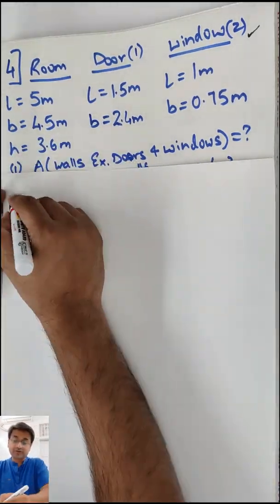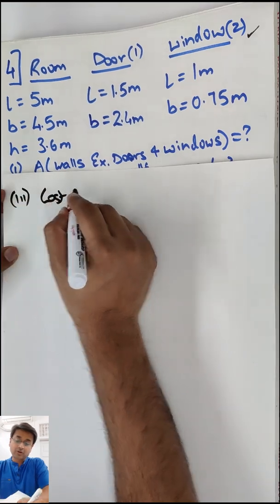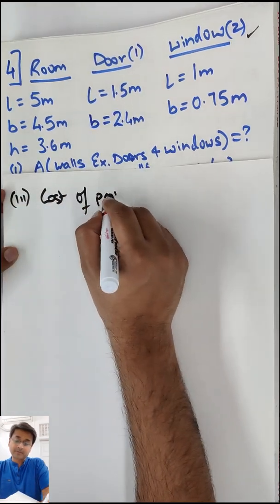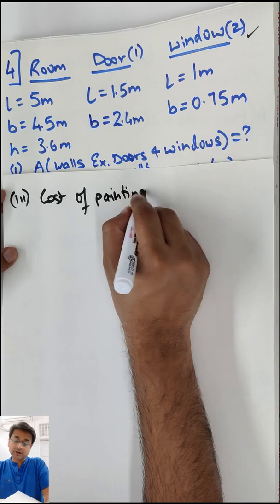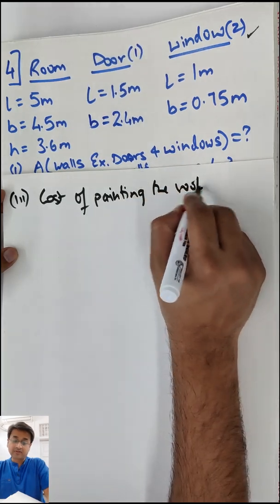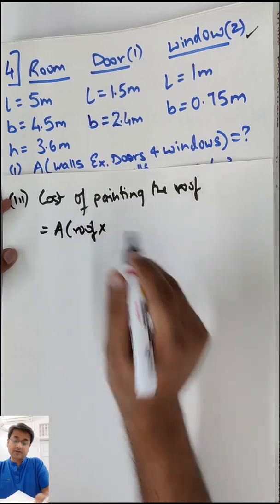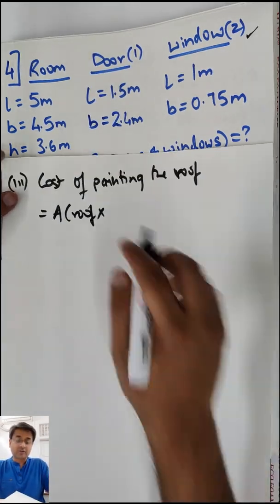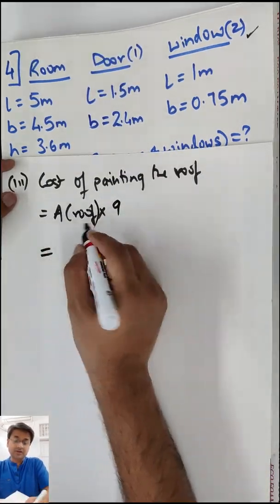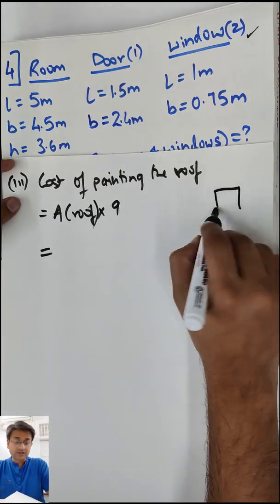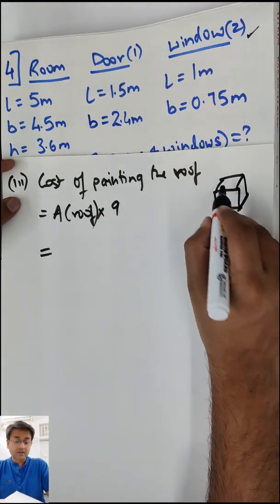Okay, the next part, cost of painting the roof. So only the roof is what you're going to paint. So cost of painting the roof. For that, we'll have to find the area of the roof and multiply it by the cost they mentioned, which is 9 rupees per square meter. So the roof is only the top part, this part. See, this is the roof.